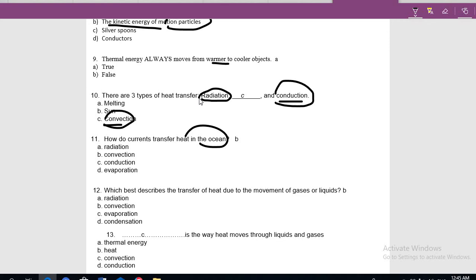This type is called radiation. The sun is radiation. Any fire or burn is radiation. Any waves. While convection is in water or air. So heat transfer in the ocean, this is water, so convection. Which best describes the transfer of heat due to movement of gases or liquid? Convection is the way heat moves through liquid or gas.